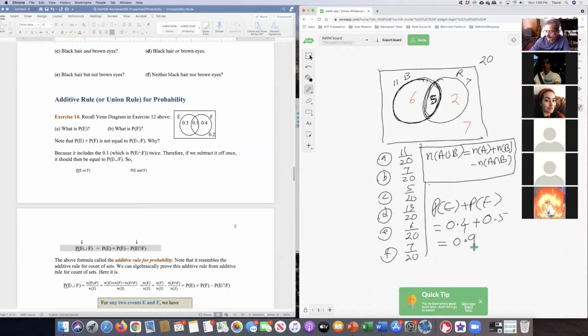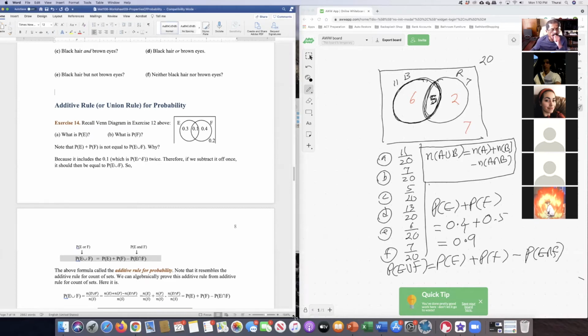That's not equal to the probability of the union. Why? Because the intersection is being counted twice in those numbers. So therefore, if you take probability of E plus probability of F, that's 0.9. If you subtract the probability of the intersection, E intersection F, once, then you will get the correct probability for the union. So it's the same thing that we learned in set theory that applies here. Probability of E union F.